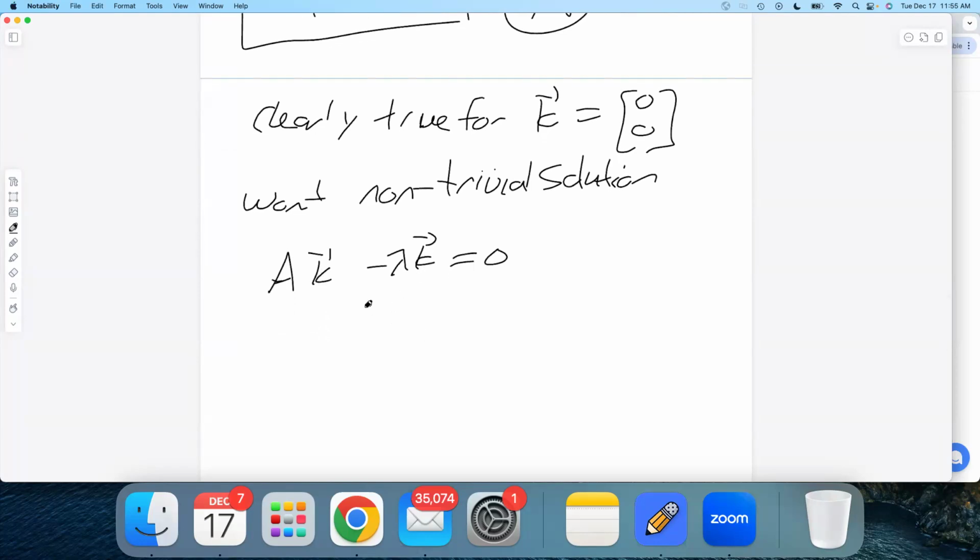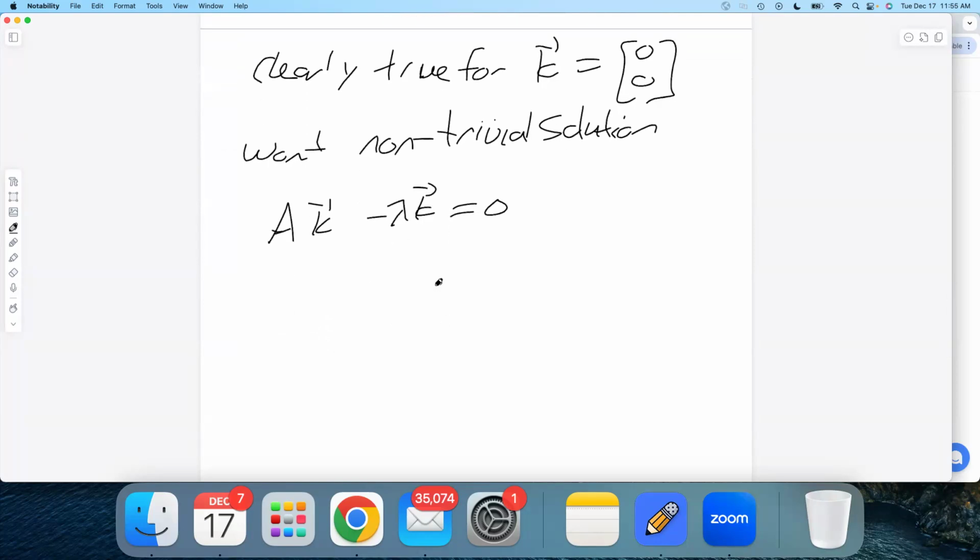I would like to factor this k out here. I would like to write this as A minus lambda, but that doesn't make any sense. This is a matrix. This is a 2 by 2 matrix. Lambda here is just a scalar. It's just a number. You can't take a matrix minus a number. This is meaningless.